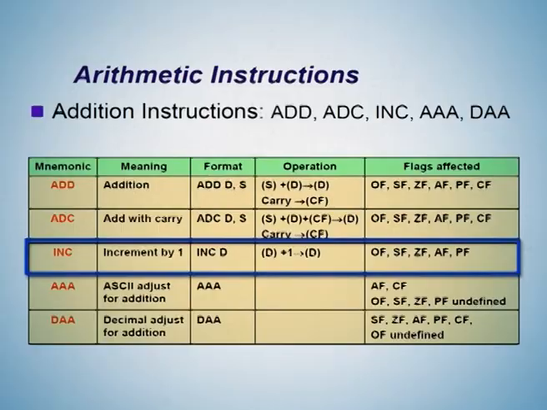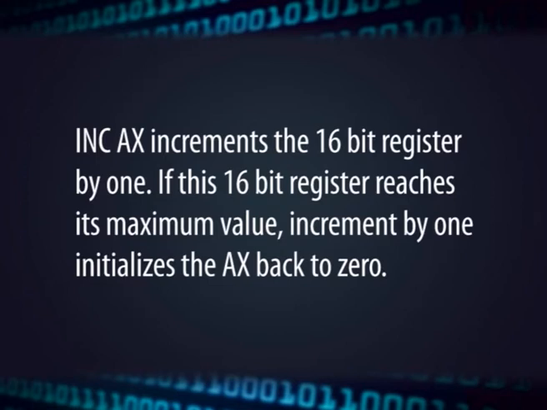In short, the addition of the 2 numbers is added to the carry flag in the ADC instruction. The next instruction, INC D, increments the specified operand by 1 and accordingly affects the flags, similar to the add or add with carry operation. For example, INC AL increments the 8-bit register AL by 1. Similarly, INC AX increments the 16-bit register by 1. If this 16-bit register reaches its maximum value, incrementing by 1 sets AX back to 0. That means the zero flag will be set to 1 if the result of the INC AX operation is 0.